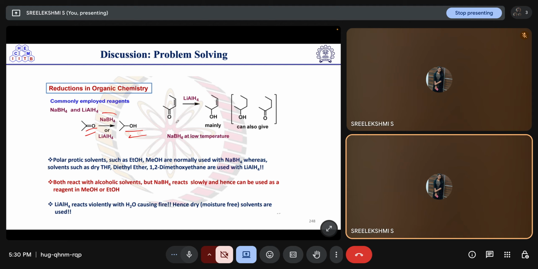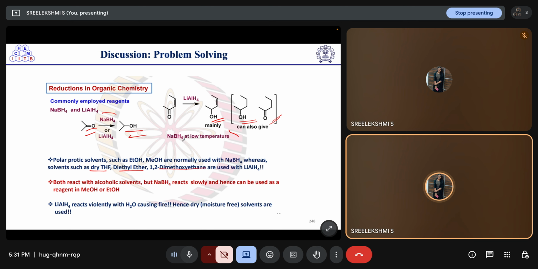Now, if we are doing this LAH reduction on an alpha beta unsaturated ketone, we can get this allylic alcohol, or the completely reduced product, or only the double bond reduced product. So NaBH4 is mostly used at low temperature, and for NaBH4 reduction, ethanol and methanol are normally used, but for LAH reduction, dry THF, diethyl ether, and 1,2-dimethoxyethane are commonly used.